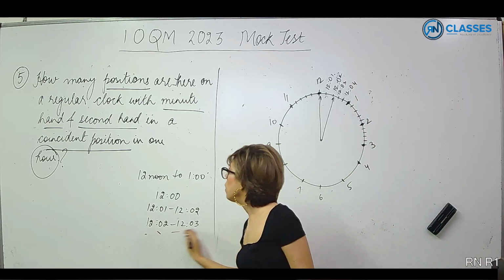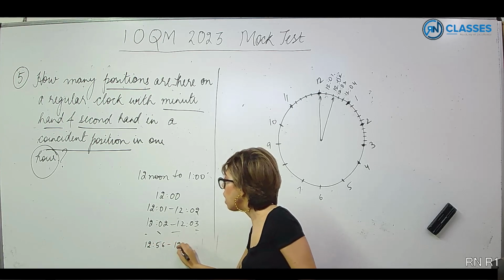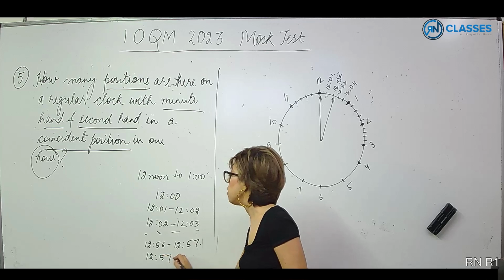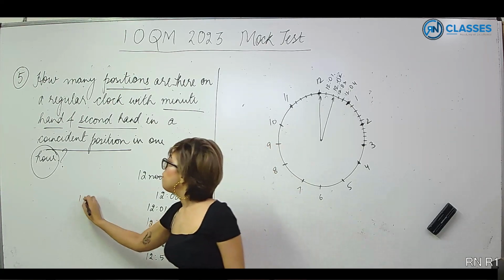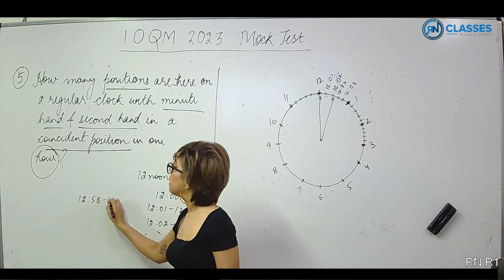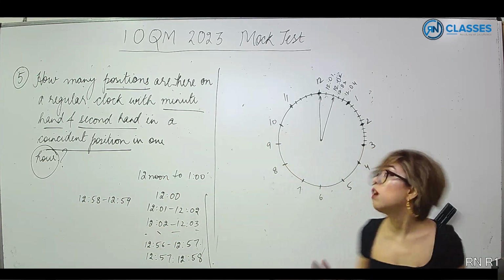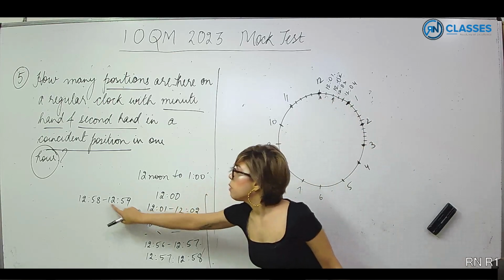So it is going on. I come to 12:56 to 12:57, again coincidence. Then we have 12:57 to 12:58, and then we have 12:58 to 12:59. Let me go to the extreme position in order to assess the answer. Now what happens at 12:59?